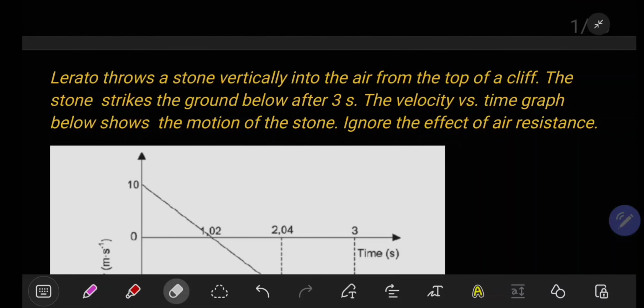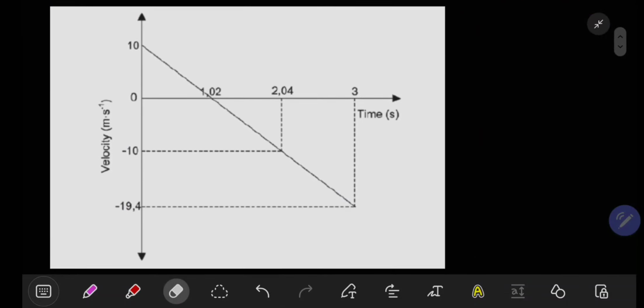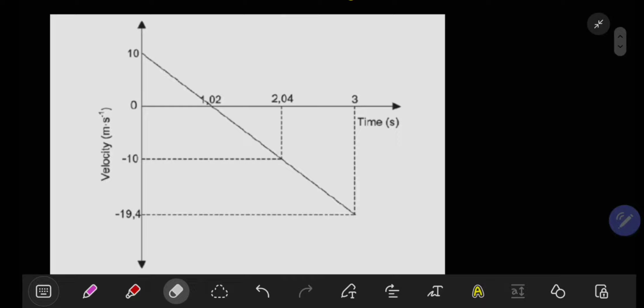Then here we have a question. Larato throws a stone vertically into the air from the top of a cliff. The stone strikes the ground below after 3 seconds. The velocity time graph below shows the motion of the stone. Then they say we must ignore the effect of air resistance. Before we can even look at the questions, we are given this velocity time graph, which we need to analyze.